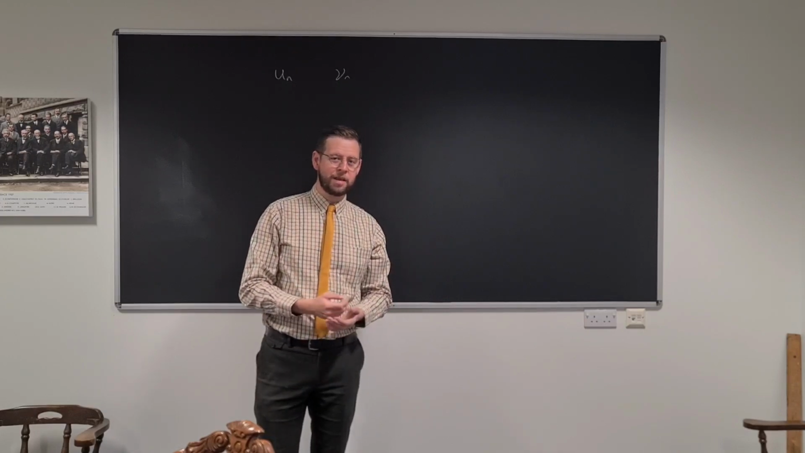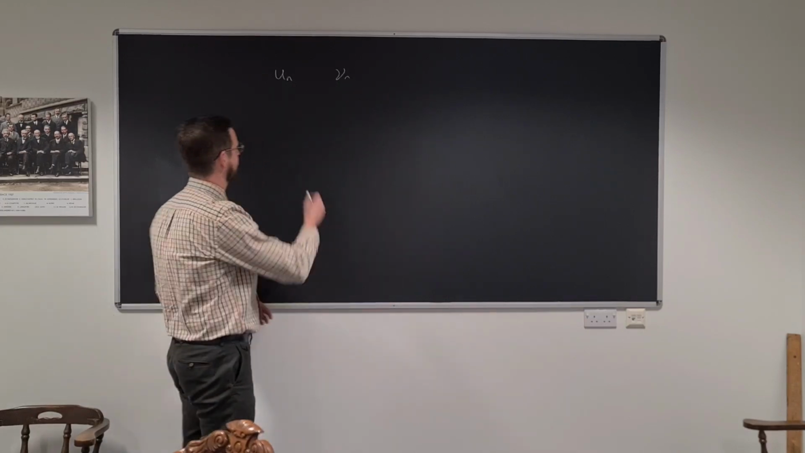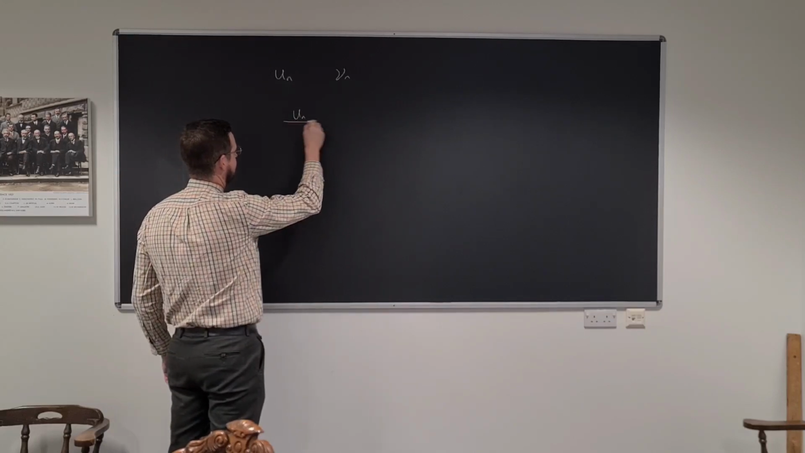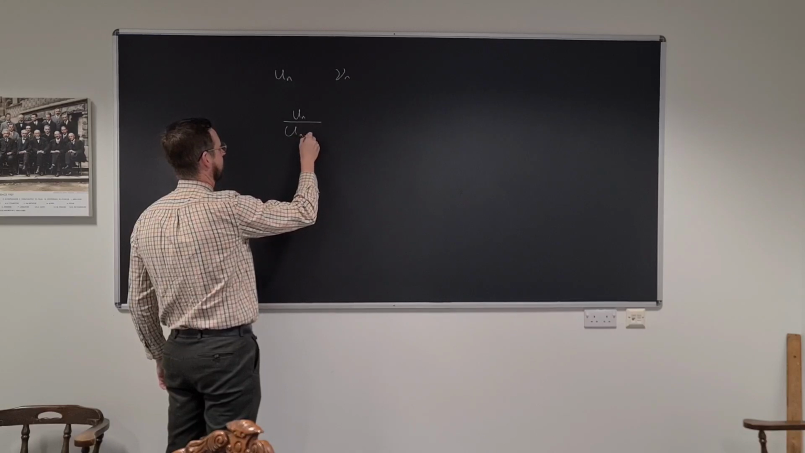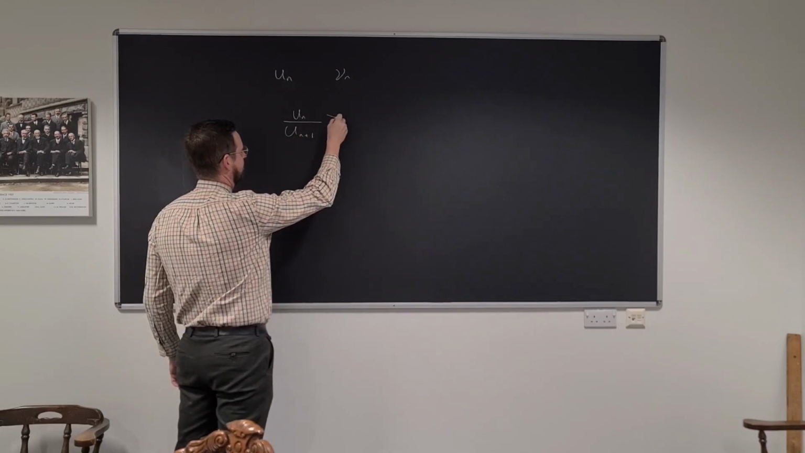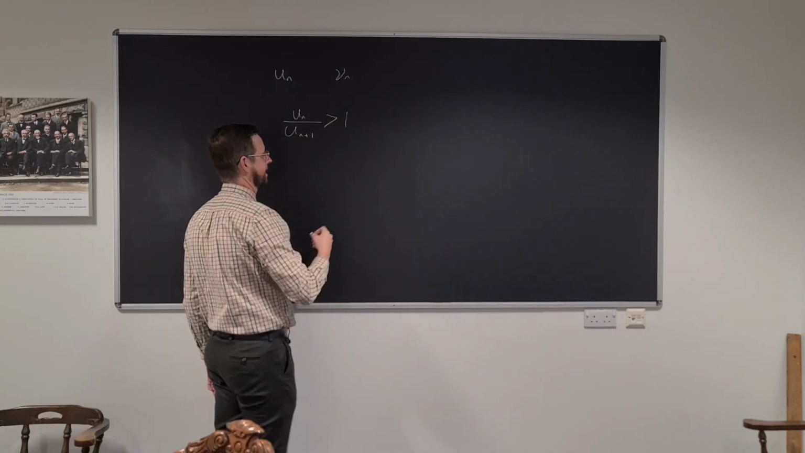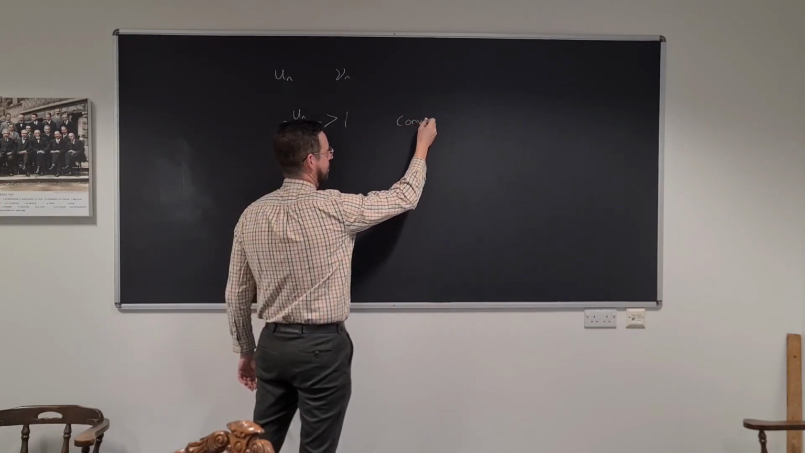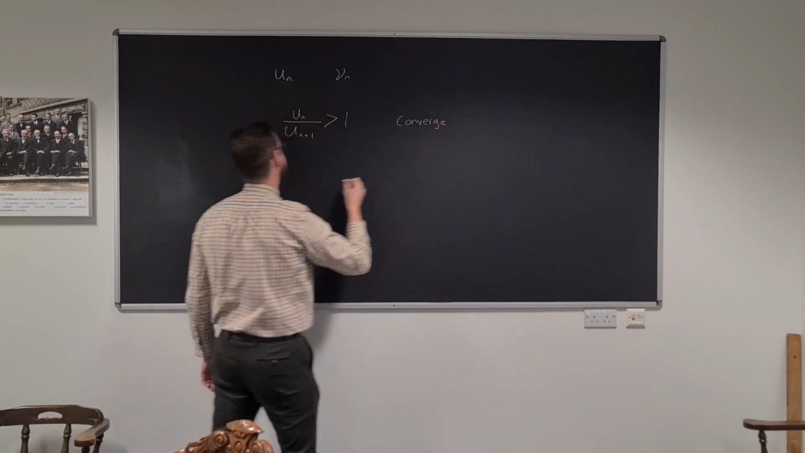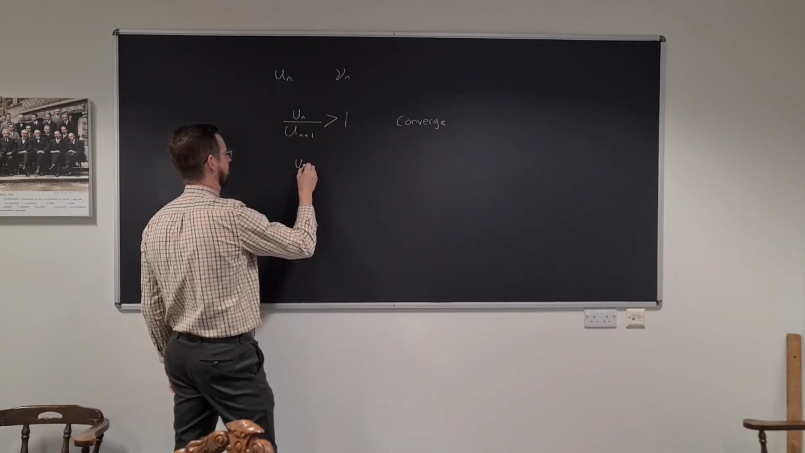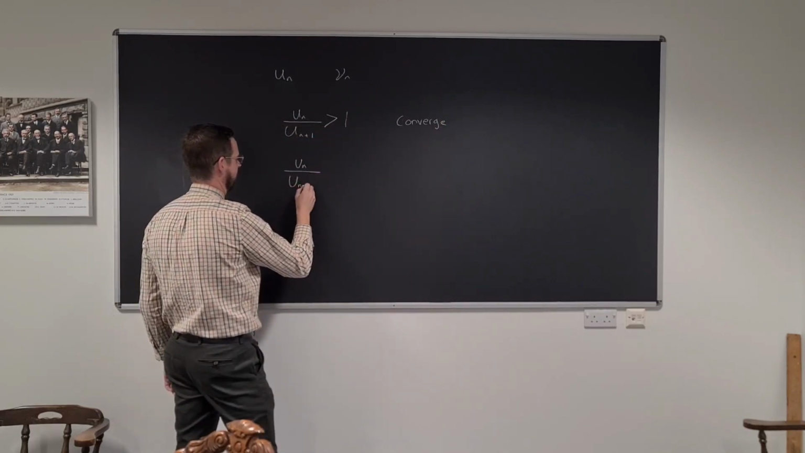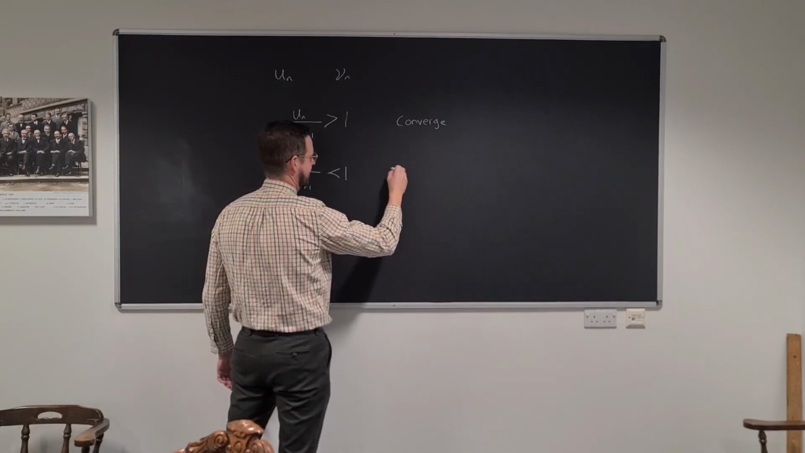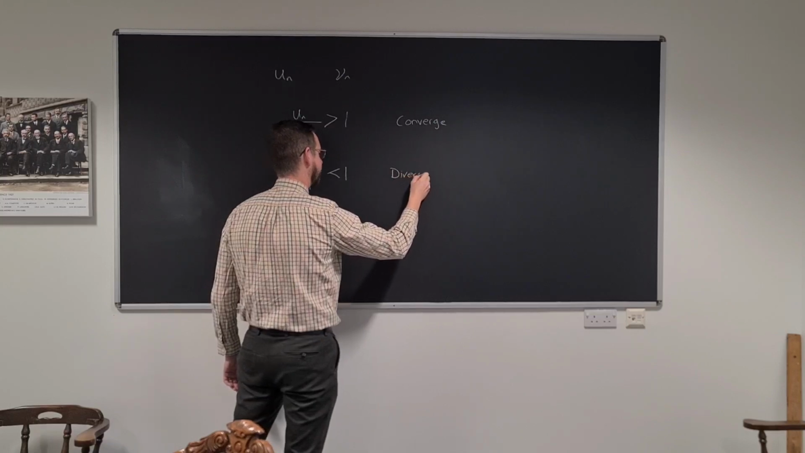ratio test. It's a very simple test, and it basically works like this: un, any particular term in this series, divided by un plus 1, being greater than 1, is an indicator of convergence. It's going to be a series that converges, and the same is true: un over un plus 1 being less than 1 is a sign of divergence.